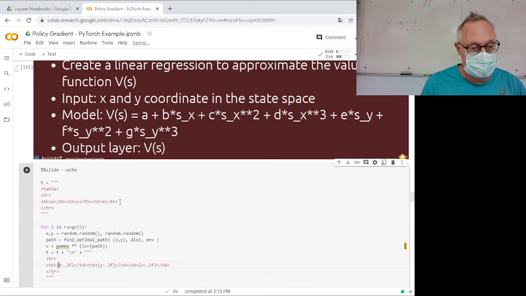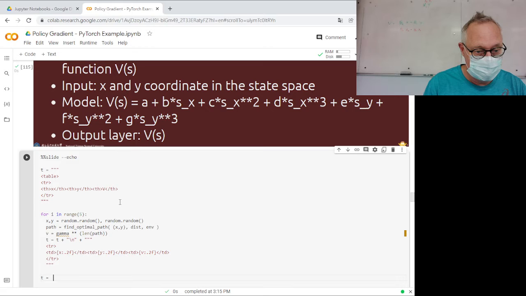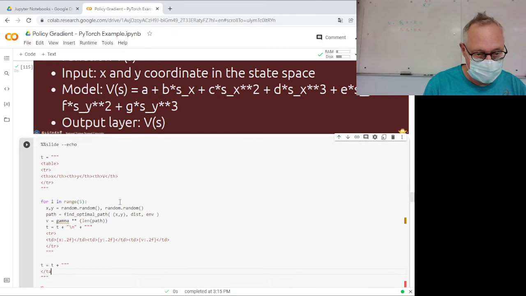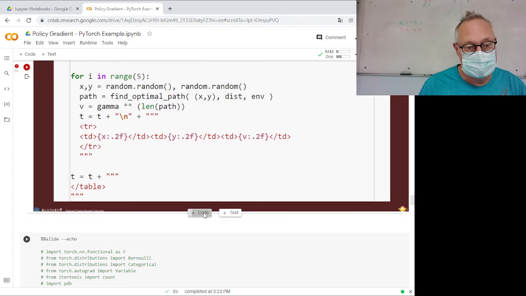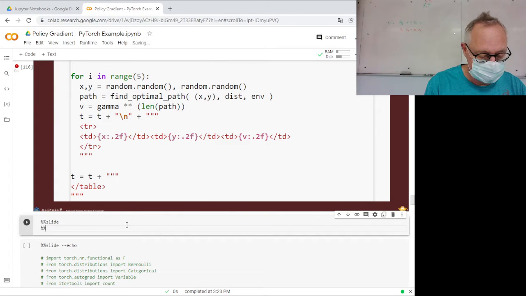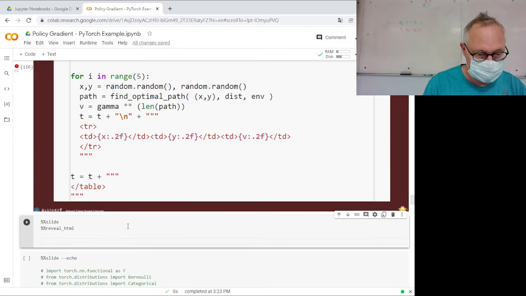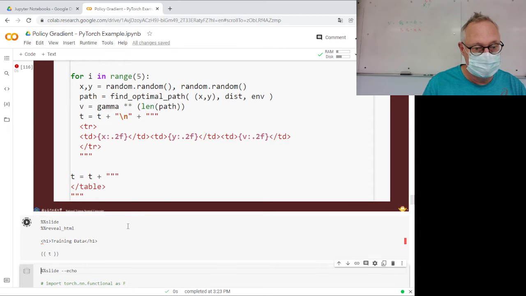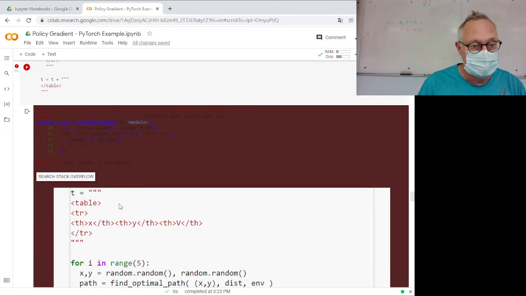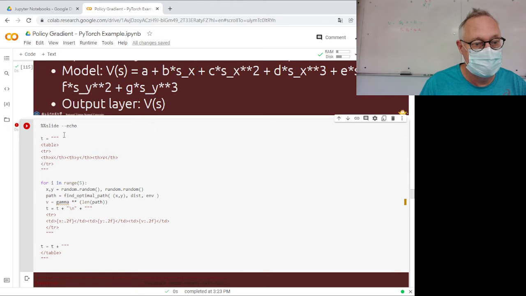So I think that's correct. And then random V. Gamma is not defined.